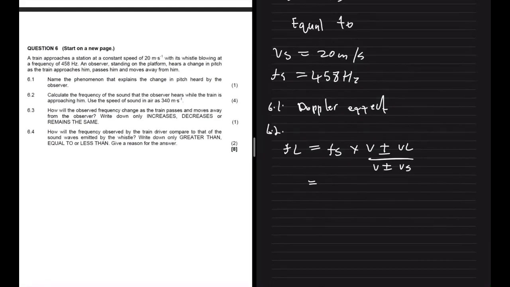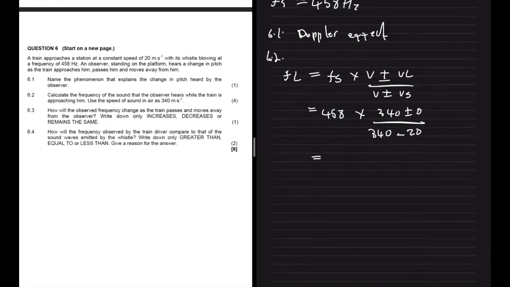The emitted frequency is 458 Hertz, right? Speed of sound in air we are given as 340. The observer is stationary, so plus or minus 0, divided by the speed of sound in air, 340. The train approaches, so it's moving towards, then we subtract VS, which is 20. If it was moving away, then we would add.